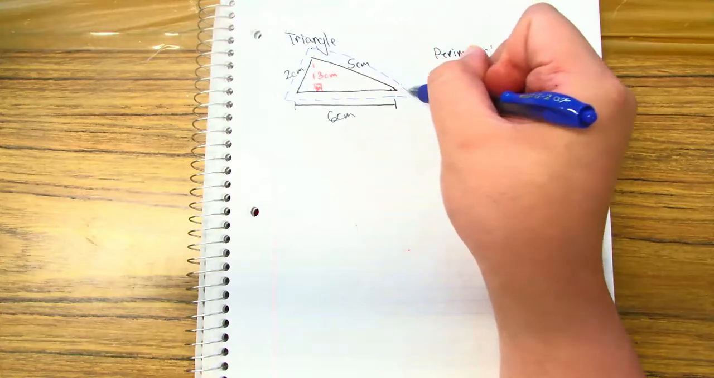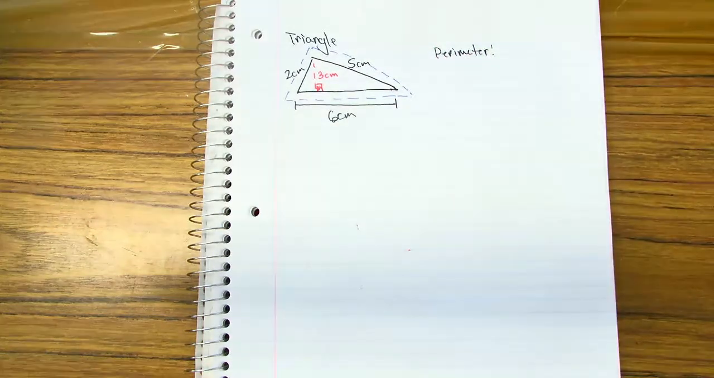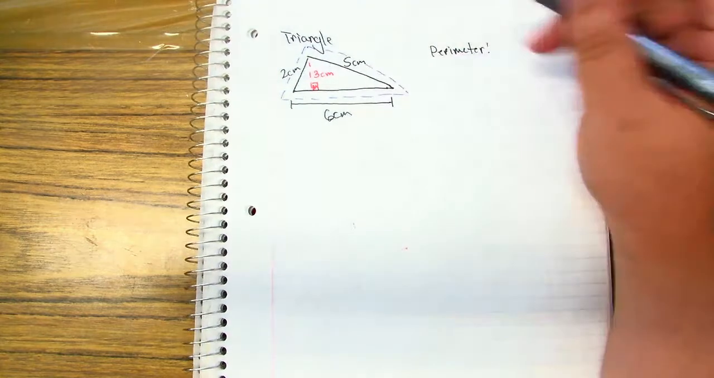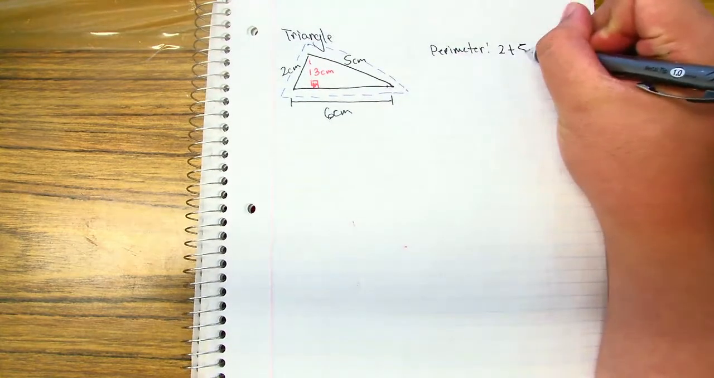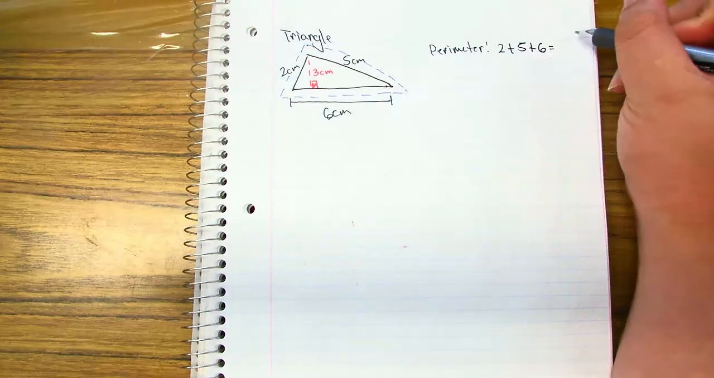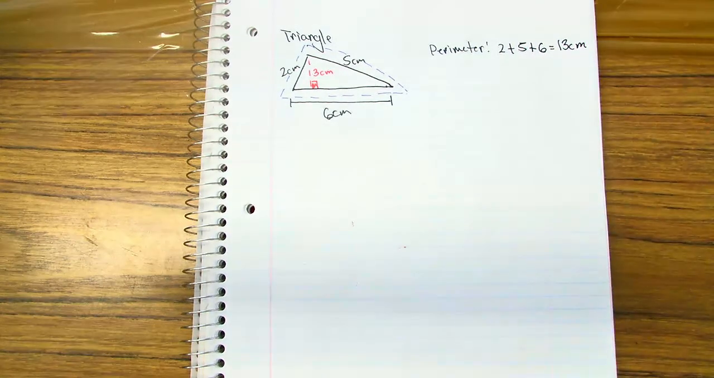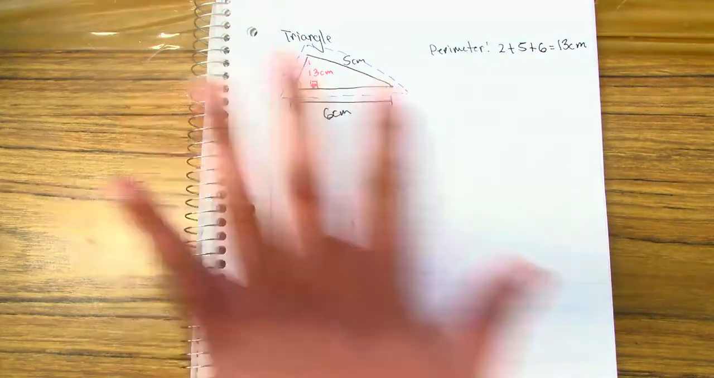The basic thing with this one is sometimes we see too many numbers and then we forget to just utilize what we need. So when you add 2, you add 5, and you add 6, that will equal 13 centimeters. And that's pretty much it. You don't have to add number 3.